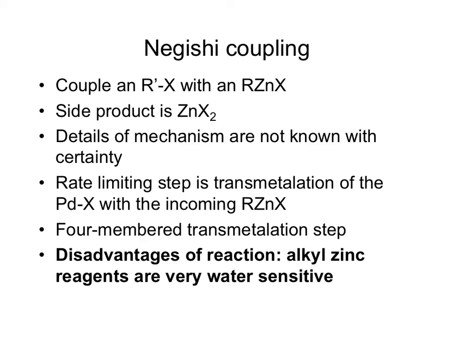So the Negishi coupling was a coupling reaction that allowed you to couple an aryl or alkyl halide with a zinc reagent. The side product is a zinc salt. The details of this mechanism are not known with a lot of certainty. Rate limiting step is transmetallation.